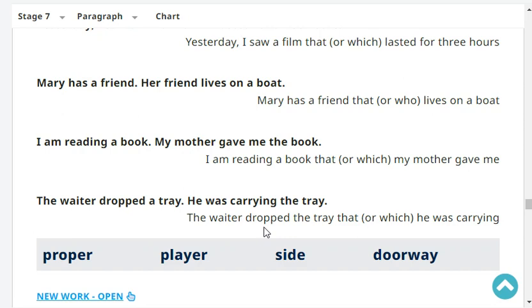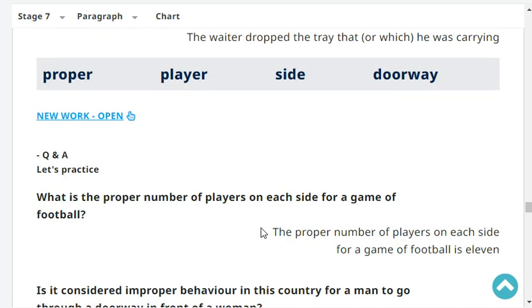The waiter dropped a tray. He was carrying the tray. The waiter dropped the tray which he was carrying. Very good.